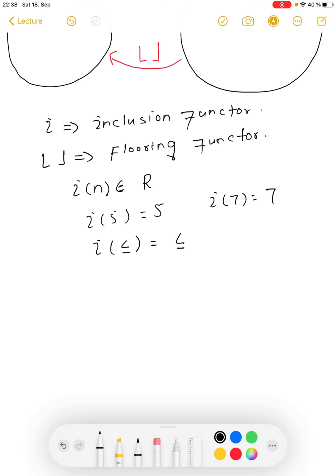What is the flooring functor? The flooring functor will reduce the real number to the smaller integer. Let me say 1.5 will go to 1, 2.1 after flooring will become 2, and similarly -1.5 after flooring will become -2. So this is the function of the flooring functor.